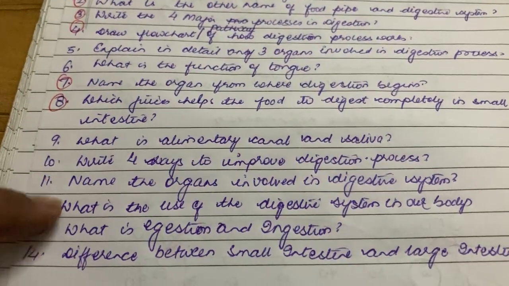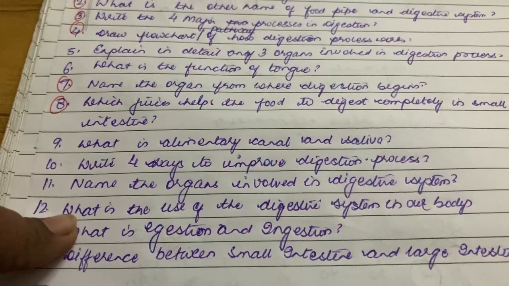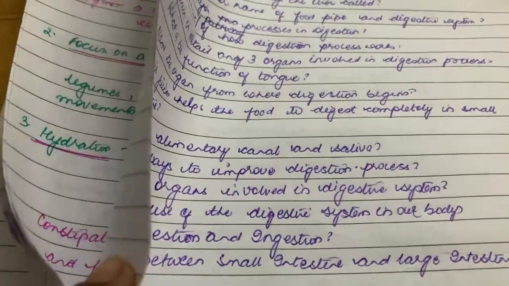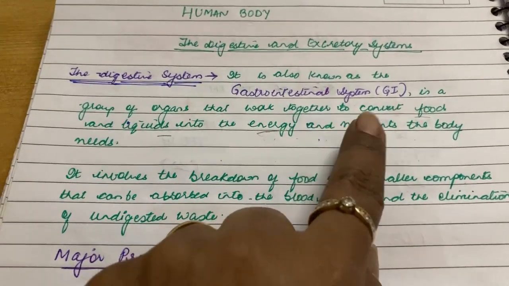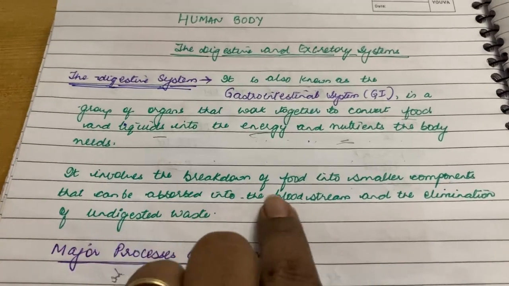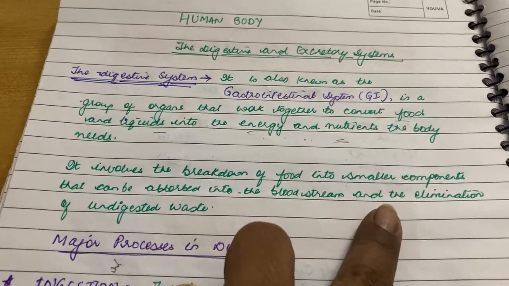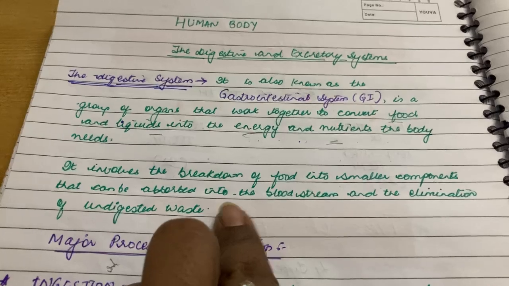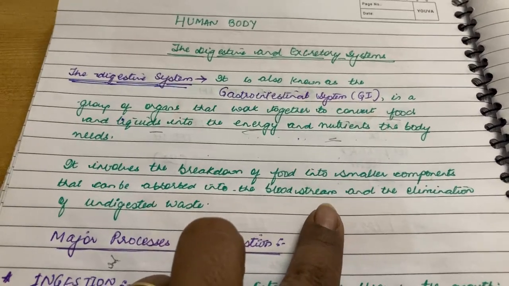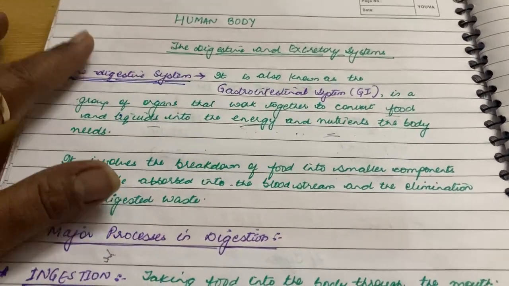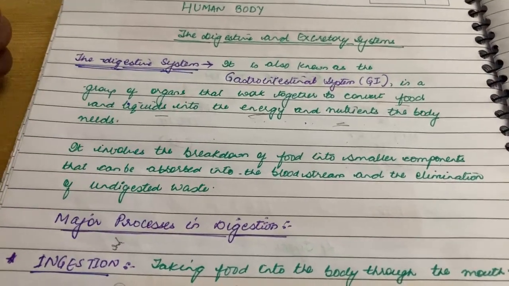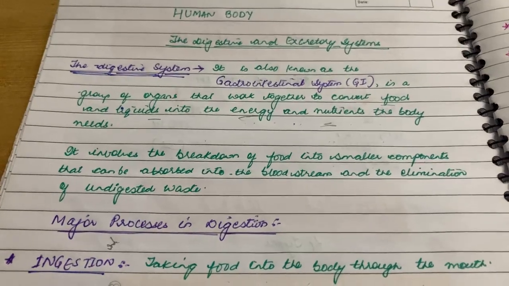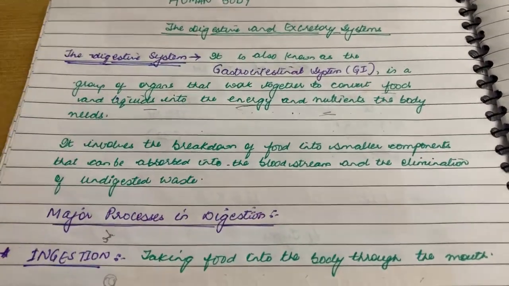Yes. Then what is the use of digestive system in our body? So what is the use of it, my dear? So here you will get an answer. It is a group of organs that works together to convert the food. It involves the breakdown of food into smaller components that can be absorbed into the bloodstream and the elimination of undigested waste. So this is the purpose of the entire digestive system. Why is the digestion process important? So this is the answer of why it is important.